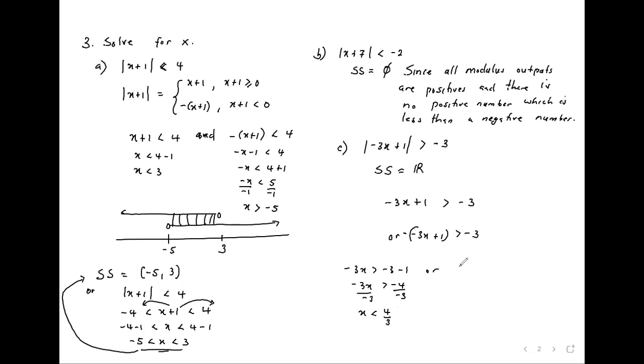Or you expand here, you get 3x minus 1 is greater than -3. Take this guy to the other side. It will be 3x greater than -2. Divide by 3, divide by 3. x greater than -2 over 3.